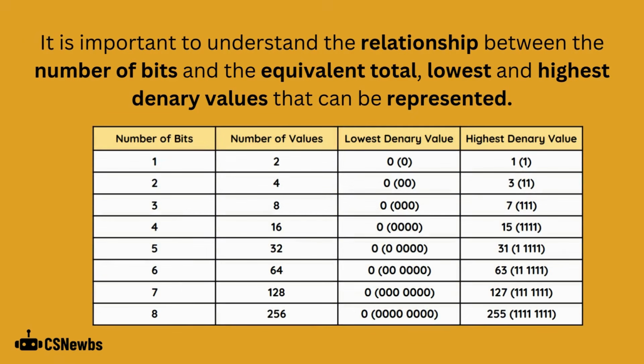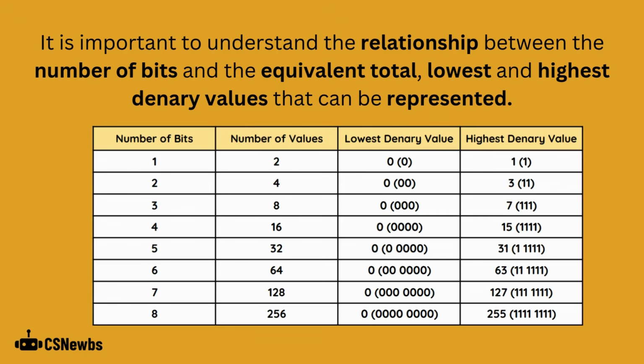It is important to understand the relationship between the number of bits and the equivalent total, lowest, and highest denary values that can be represented. For example, with just 1 bit, you have 2 possible values, a low of 0 and a high of 1. With 2 bits, you've got 4 possible values, a low of 0 and a high of 3.